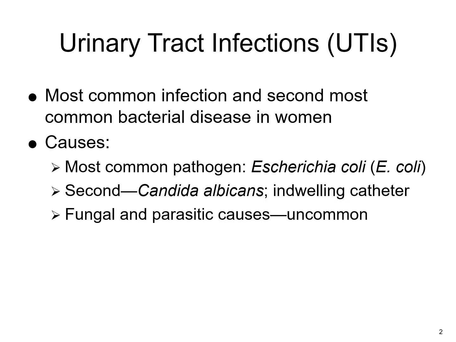UTIs are incredibly common. They're the second most common bacterial disease in women. There's a whole bunch of different causes as to why somebody may have a UTI, but the most common pathogen is E. coli. Other things that can cause it include things like Candida albicans. Maybe somebody can have an indwelling catheter for too long. And then the less common ones include things like fungal and parasitic causes.